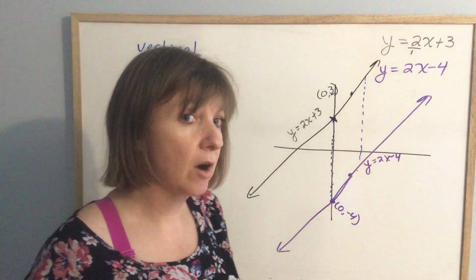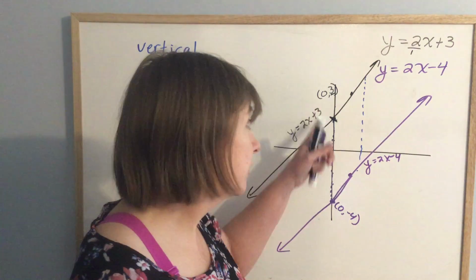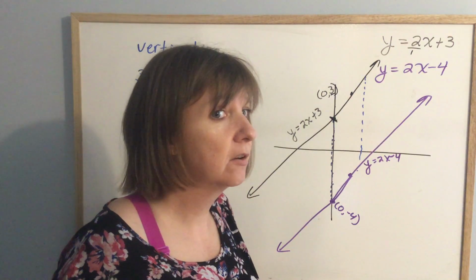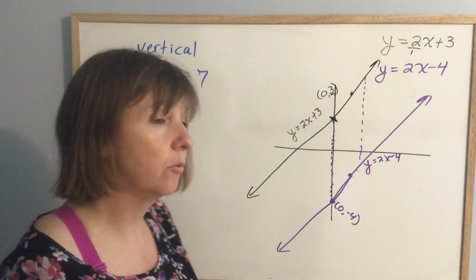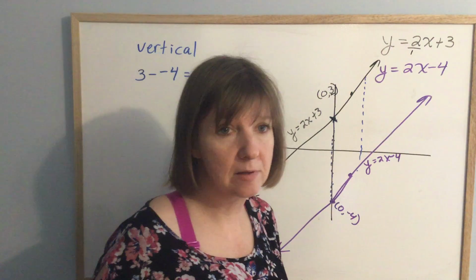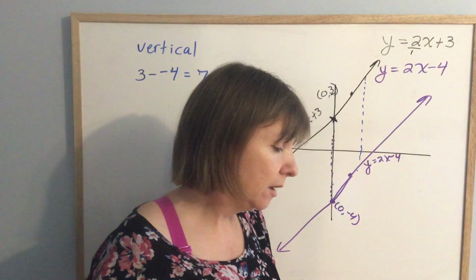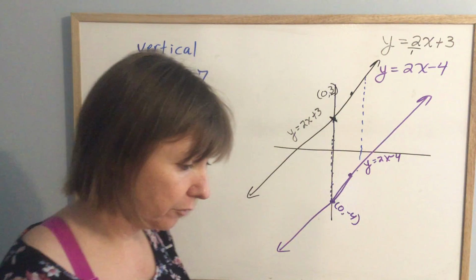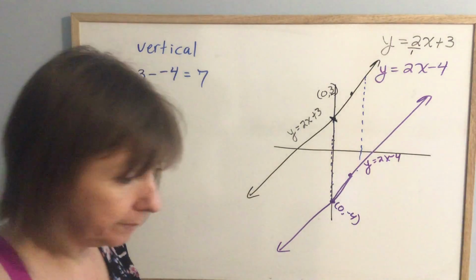If I drew it on graph paper, I would just have to count squares. Some of you can just do that in your head, right? You know that to go from 3 to negative 4, that's a distance of 7. So that's it for vertical distance. It doesn't get any harder than that for vertical distance. That one's great. Love that one.